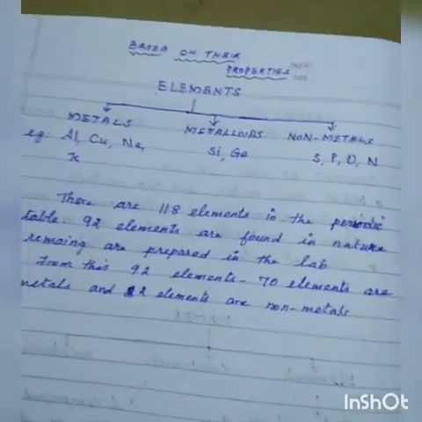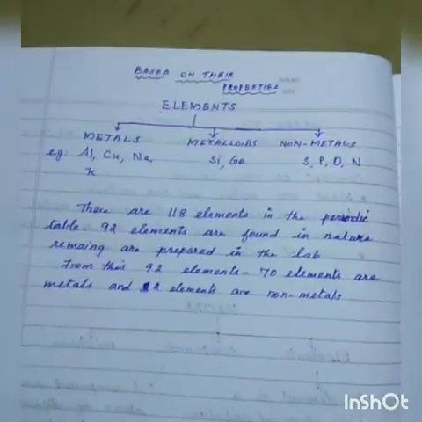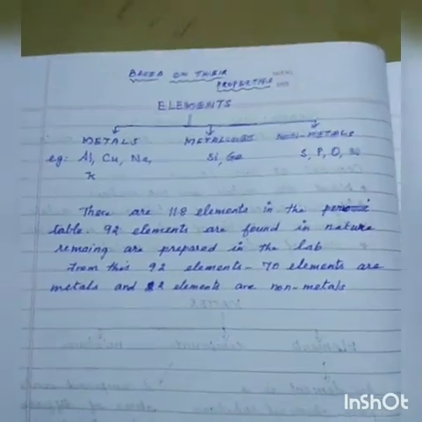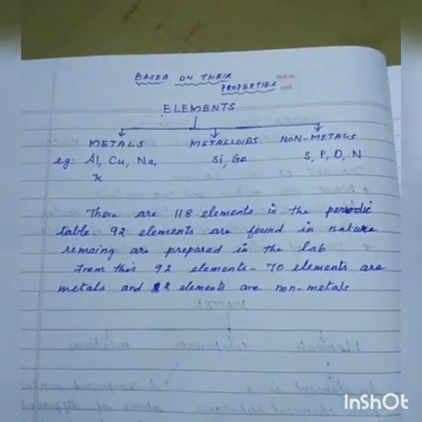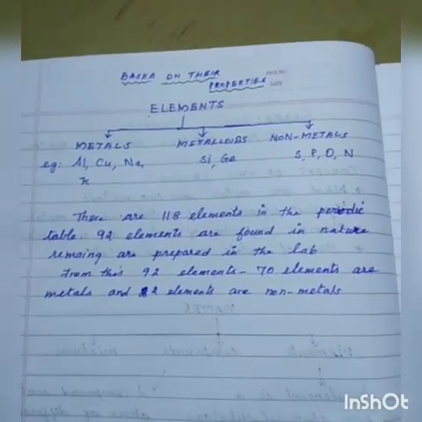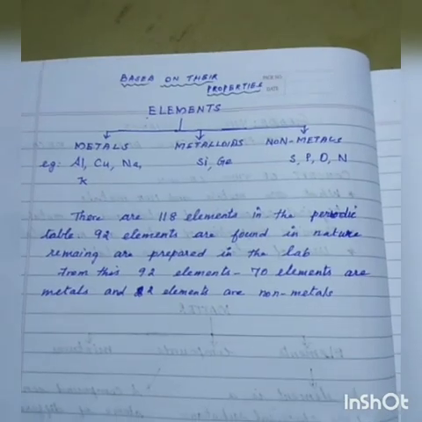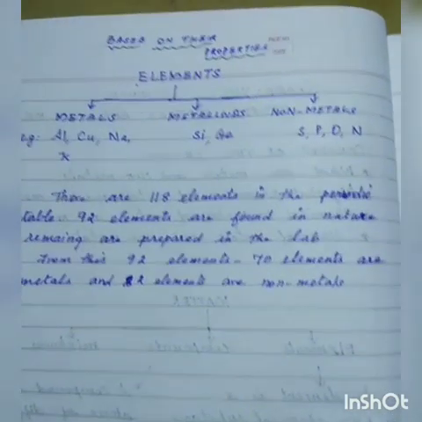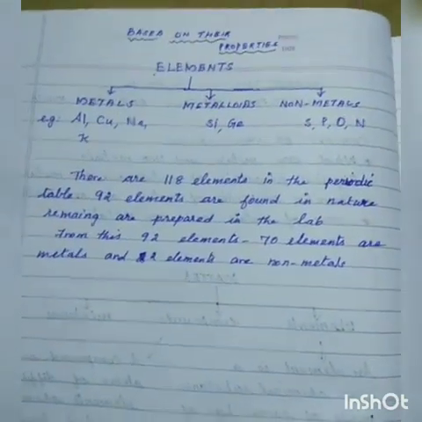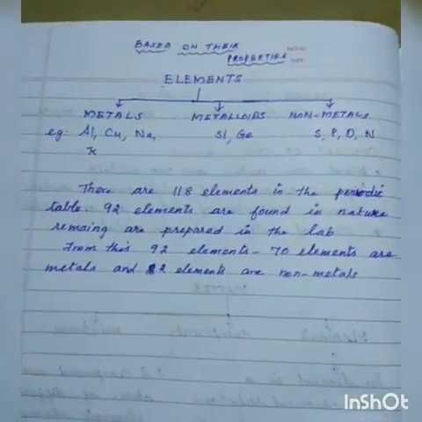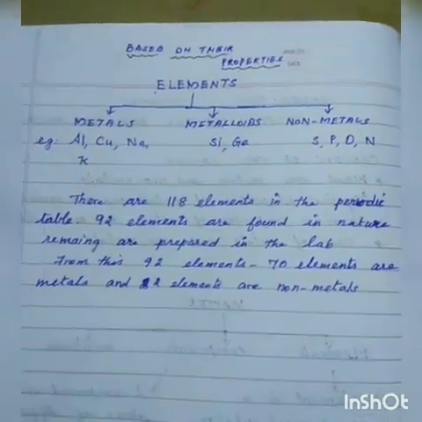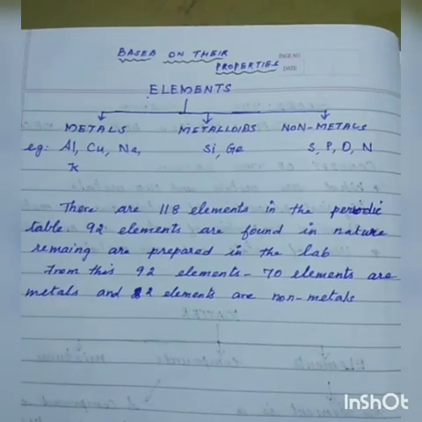Based on their properties, elements are divided into metals, metalloids and non-metals. Examples of metals: aluminium, copper, sodium, potassium, etc. Metalloids: silicon, germanium are also metalloids. Non-metals: sulfur, phosphorus, oxygen and nitrogen. There are 118 elements in the periodic table. 92 elements are found in nature. The remaining are prepared in the lab. From these 92 elements, 17 elements are non-metals and 22 elements are metals.